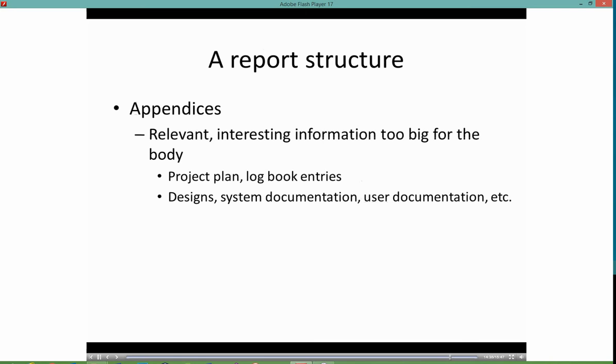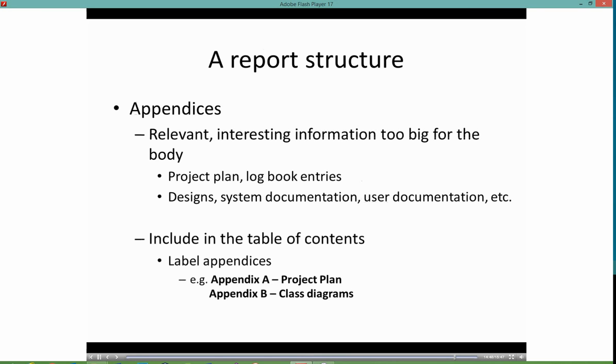Remember, to keep the reader's interest, the report should flow easily. If a diagram or table covers more than one page, it will interrupt the flow, so move it into the appendices. Make sure that each appendix has a heading, so that it appears in the table of contents, and label it so that a glance in the table of contents tells the reader what the appendix holds.